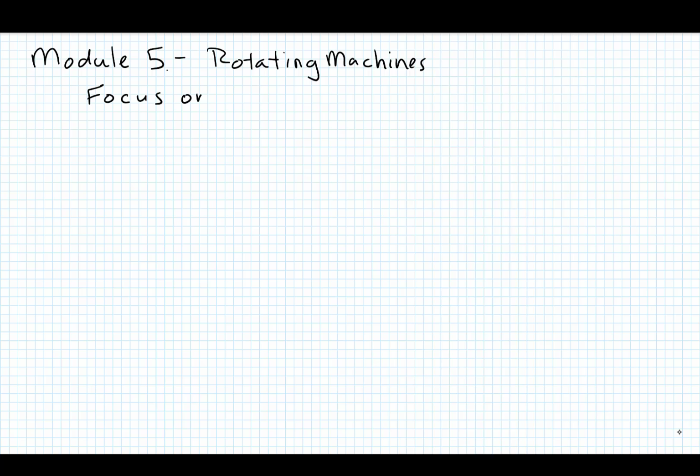So now we're going to officially begin Module 5, which is covering rotating machines in general with a specific focus on synchronous machines. So what I want to do is introduce the three main types of rotating machines that we will be covering in this class. There is a much wider range of rotating machine types out there, but these are the most commonly found, and I would imagine that many of you will encounter these machines in one way or another in your careers.